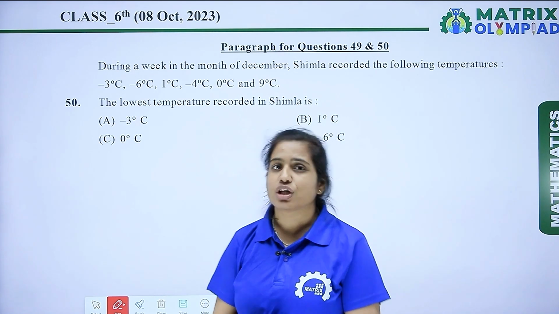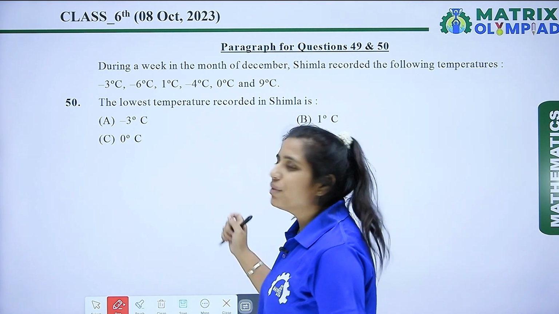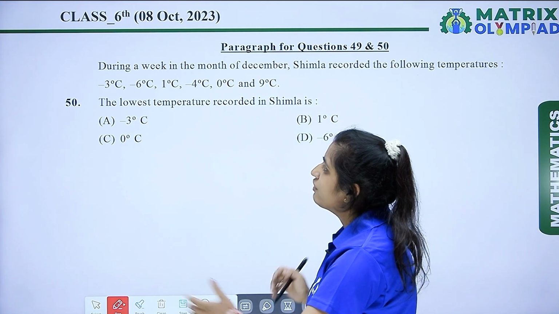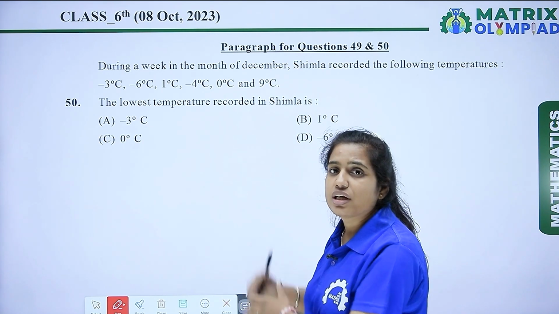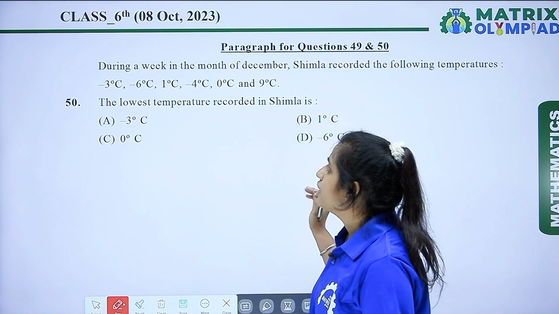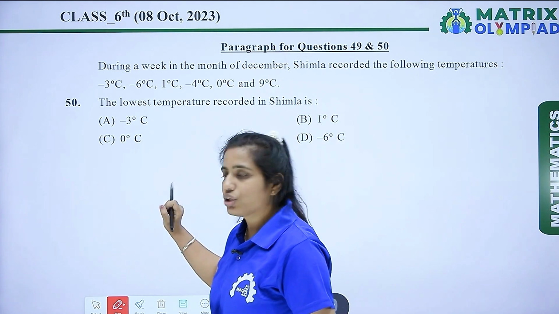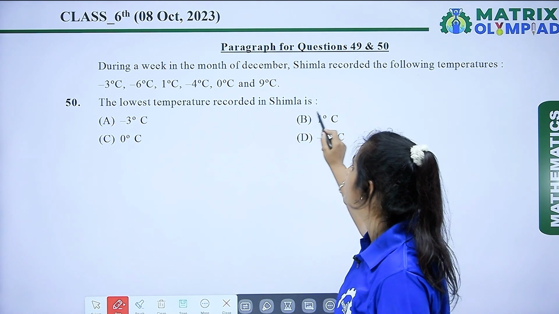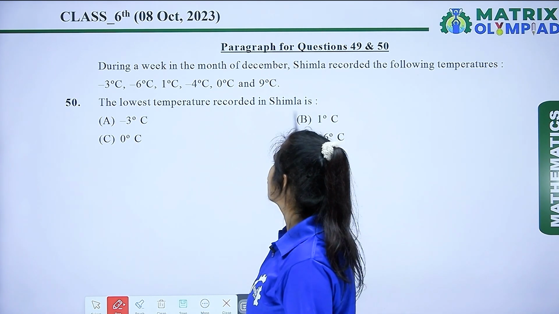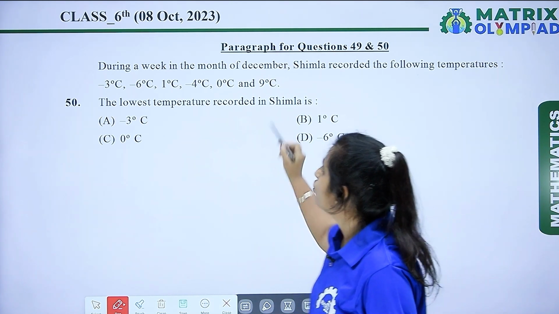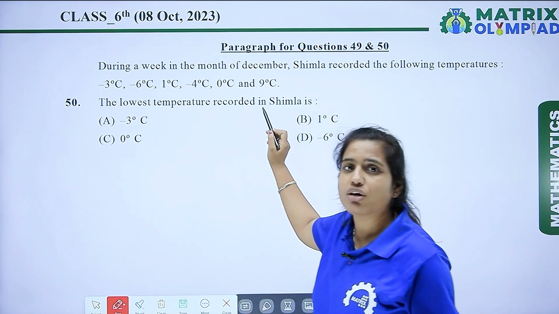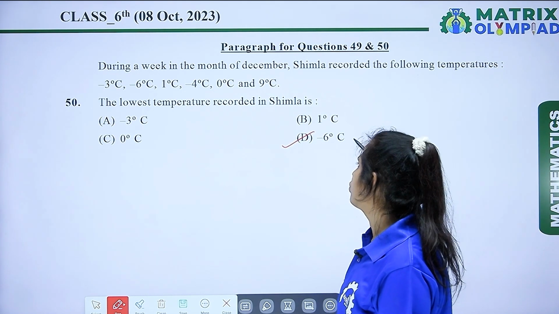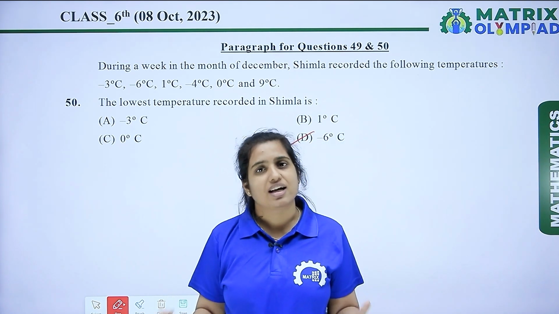Now the last question of this part. Question number 50. This is also based on the paragraph. So the previous information which was given related to the temperature is followed in this question also. So here 50 जो क्वेश्चन है उसमें आपको बोल रहा है the lowest temperature recorded in Shimla is. सबसे कम टेम्परेचर क्या है शिमला के अंदर. So out of this given data we have to find out the lowest temperature. So lowest temperature is -6 degree Celsius. So here option D is the correct answer.